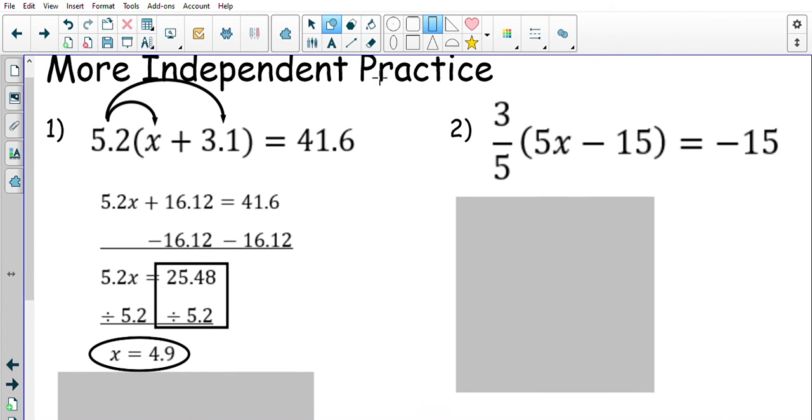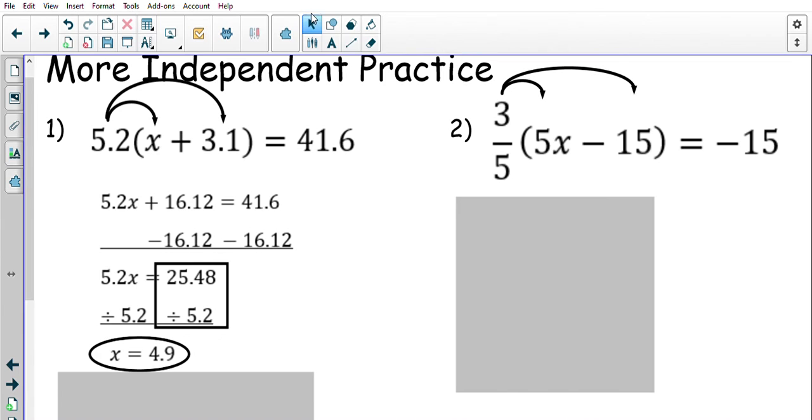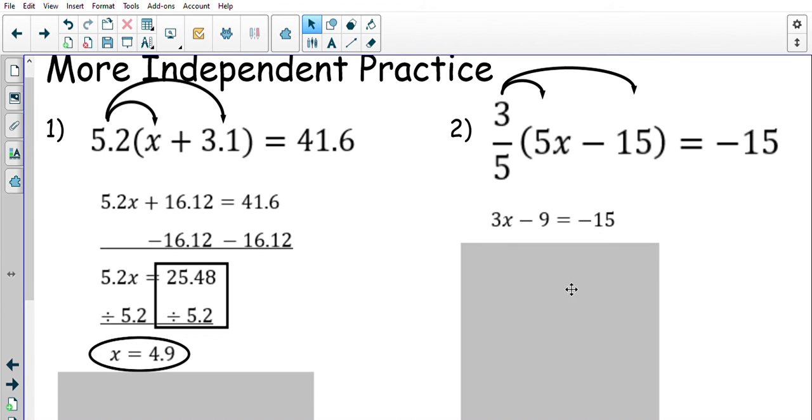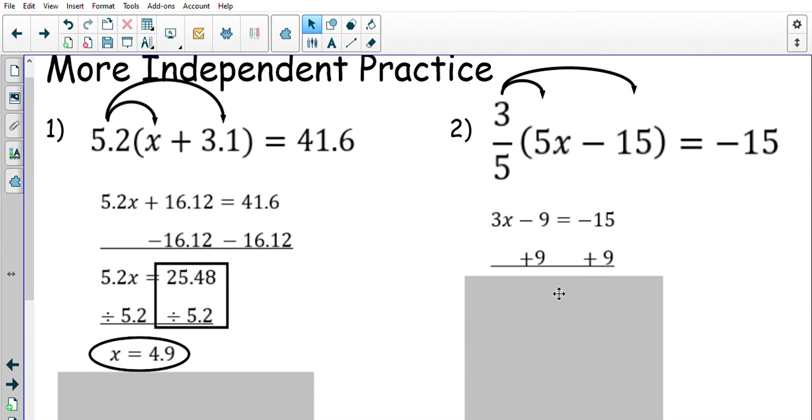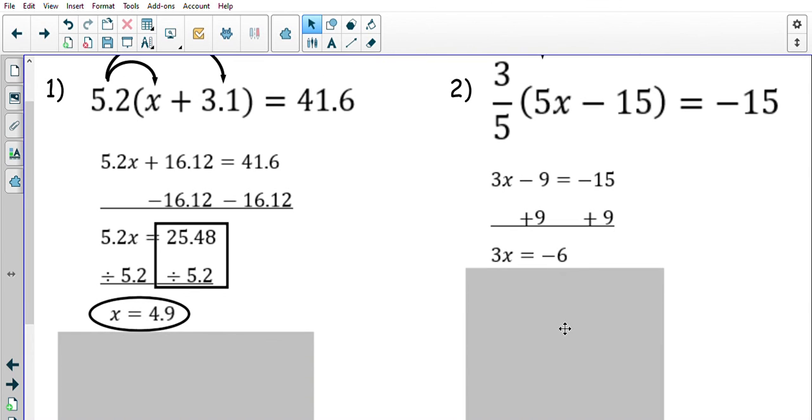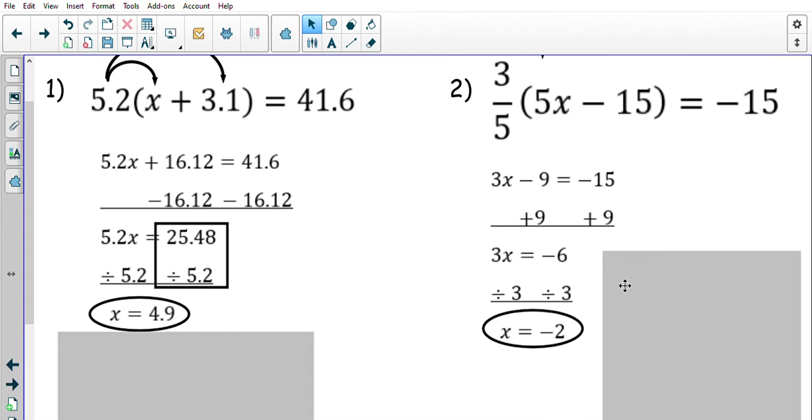All right, the second one, we're going to distribute this 3/5 into the parentheses. So 3/5 times 5x and 3/5 times 15. So that's going to get us 3x minus 9 equals negative 15. Add 9 to both sides, we get 3x equals negative 6. Divide both sides by 3. You're going to get a final solution of x equals negative 2.